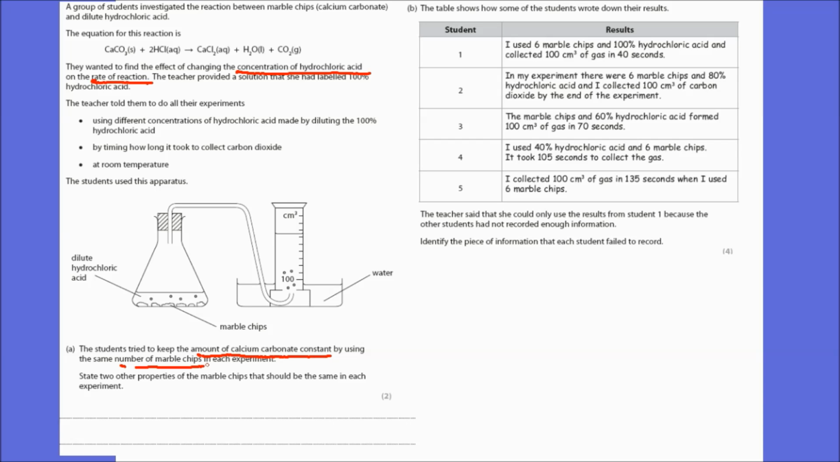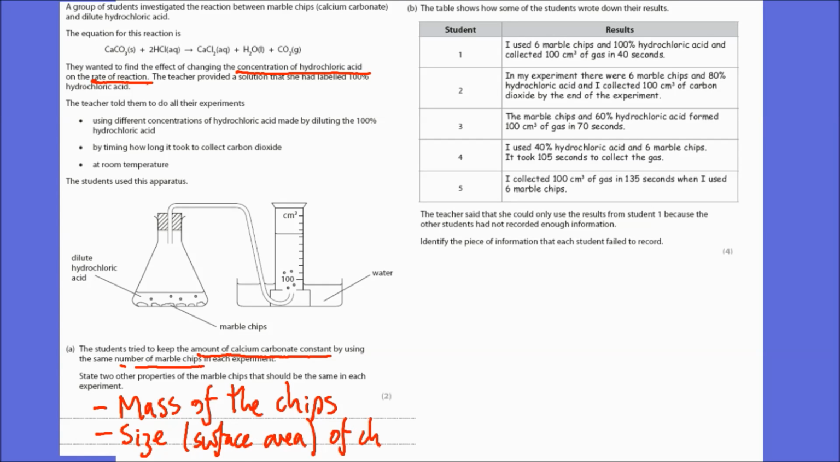Well, just simply counting the chips isn't a particularly effective method. What you really should keep the same is the mass of the chips and the size of the chips, okay, or the surface area of the chips, because small chips or powder reacts much quicker than large chips or chunky chips, if you like.